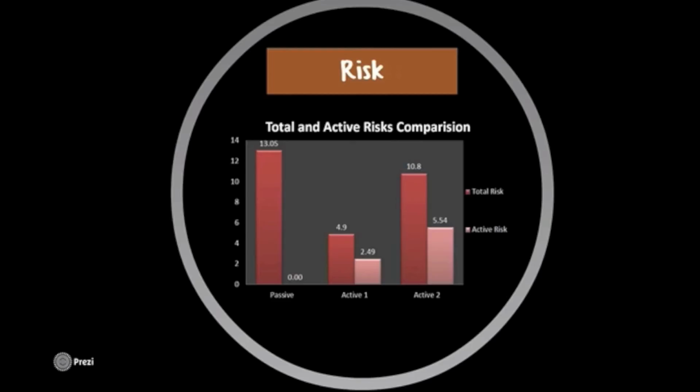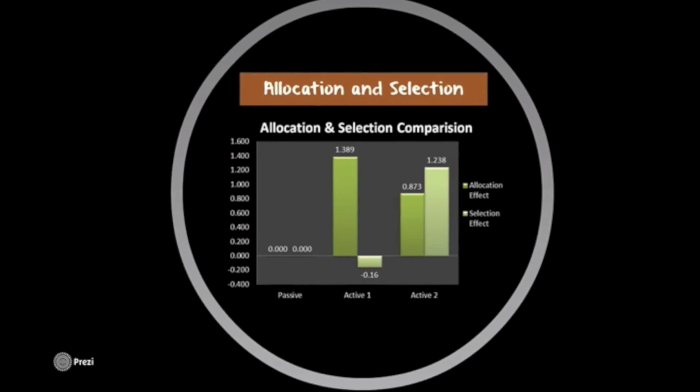To be more specific, let's consider the allocation and selection effects. Allocation effect measures the ability to effectively allocate assets in terms of sector. The statistics show that our 2 portfolios have a positive allocation effect, indicating that we are choosing good sectors to invest in.